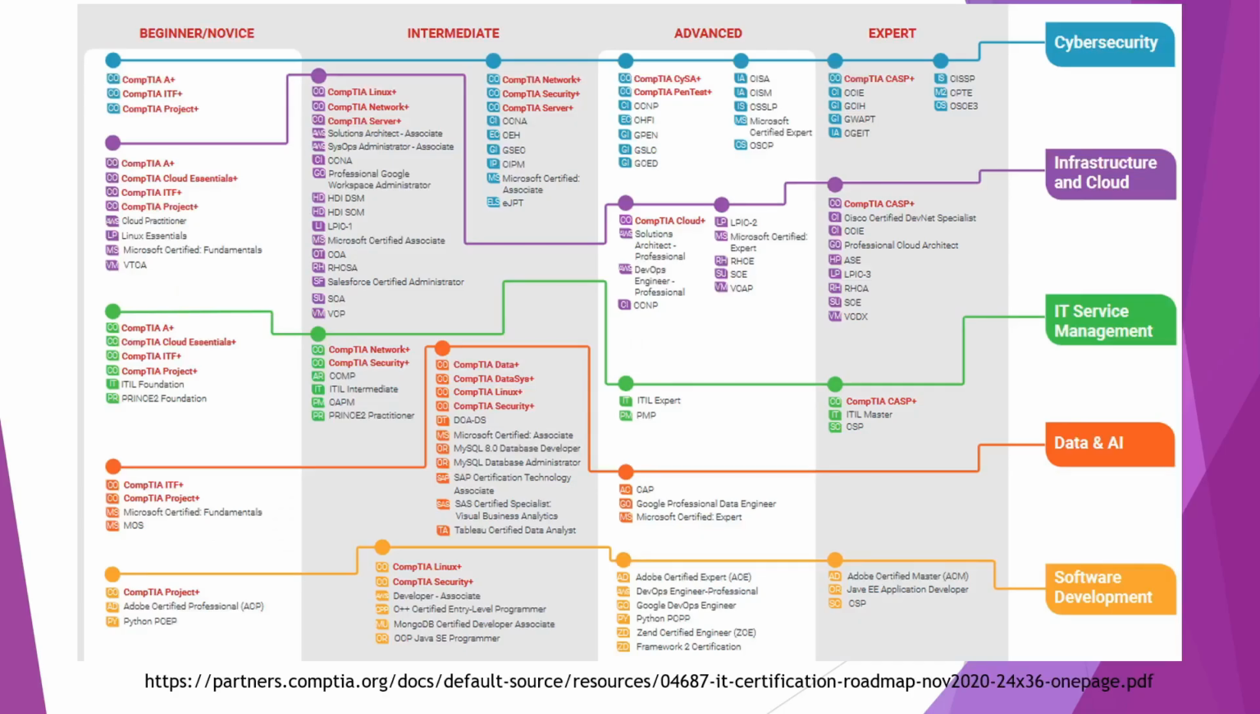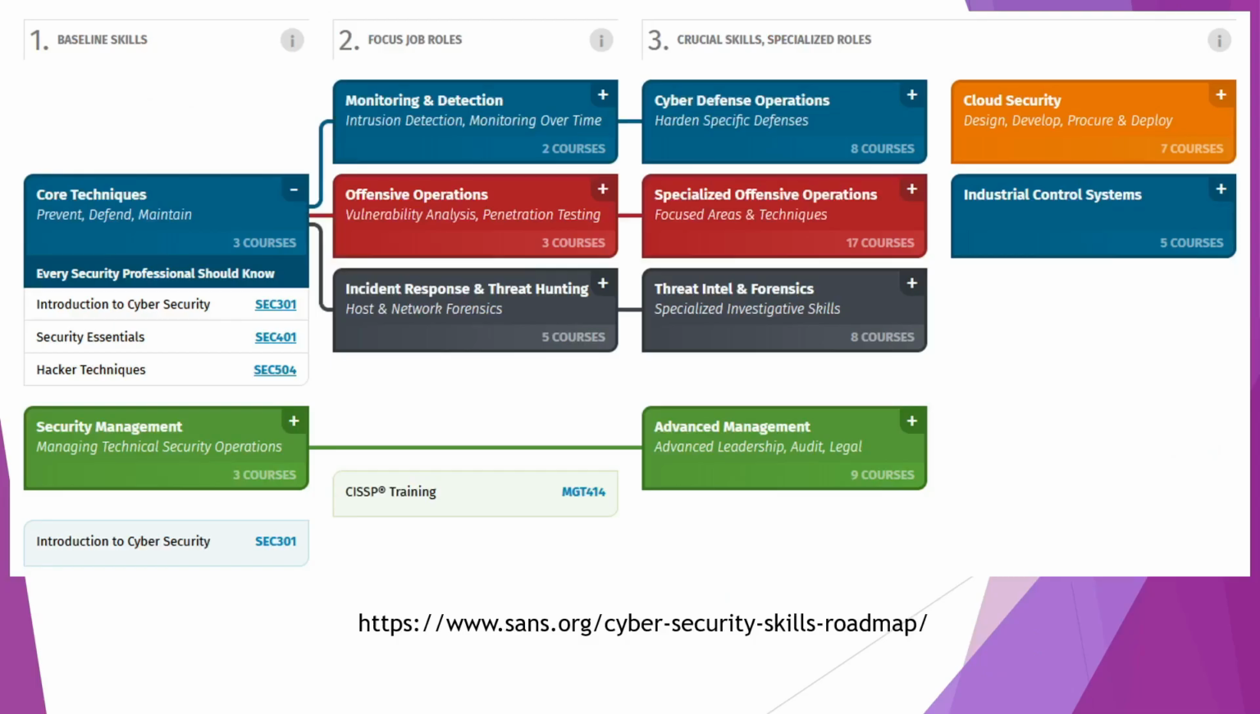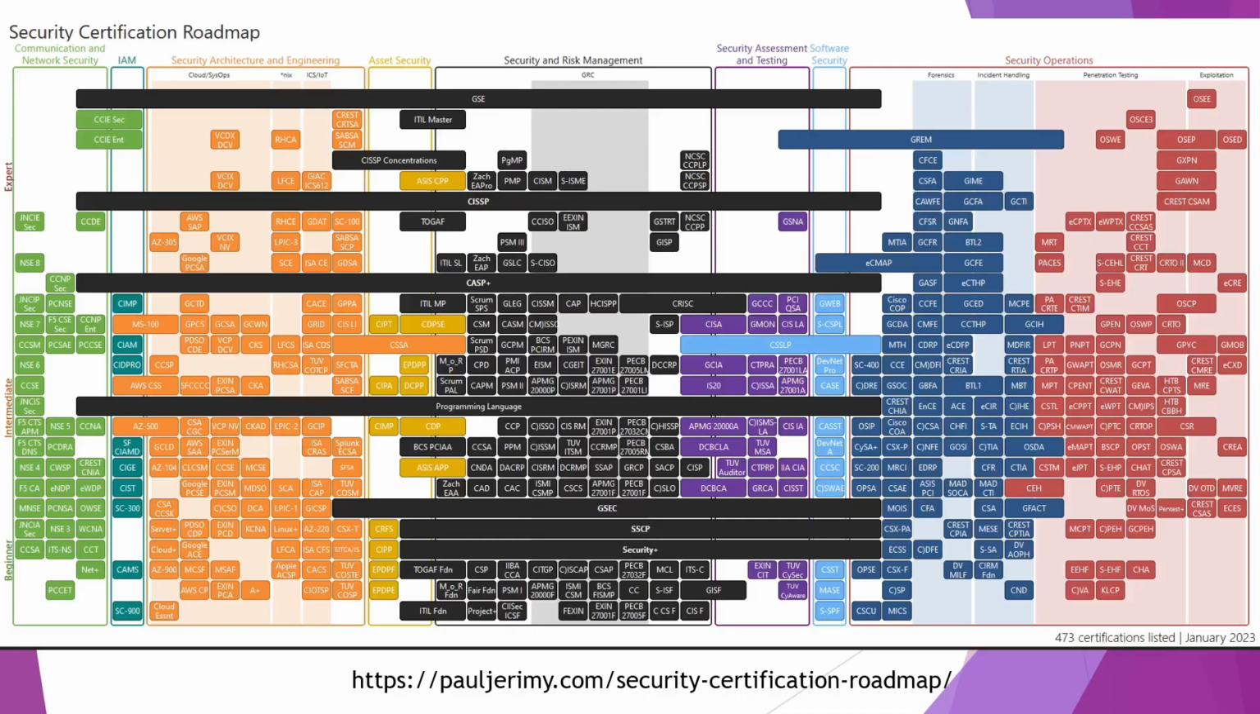Moving on then to cover some roadmaps for certifications that I find useful within the cybersecurity industry, the first of these roadmaps being the CompTIA roadmap. So this roadmap outlines a number of different cybersecurity certifications and breaks them down depending on the different area of cybersecurity that you would like to get into. The second roadmap I would like to highlight comes from SANS, and mainly focuses on SANS courses themselves. And finally, we have the Cybersecurity Certification Roadmap by Paul Jeremy.